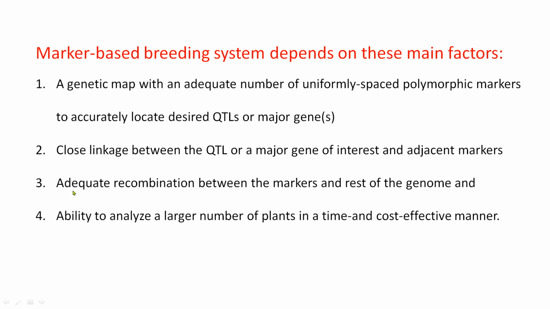And next one is adequate recombination between the markers and the rest of the genome, okay. So adequate recombination is supposed to mean recombinant events between the marker and the gene of interest, and it is also necessary while doing QTL mapping or major gene mapping, okay.